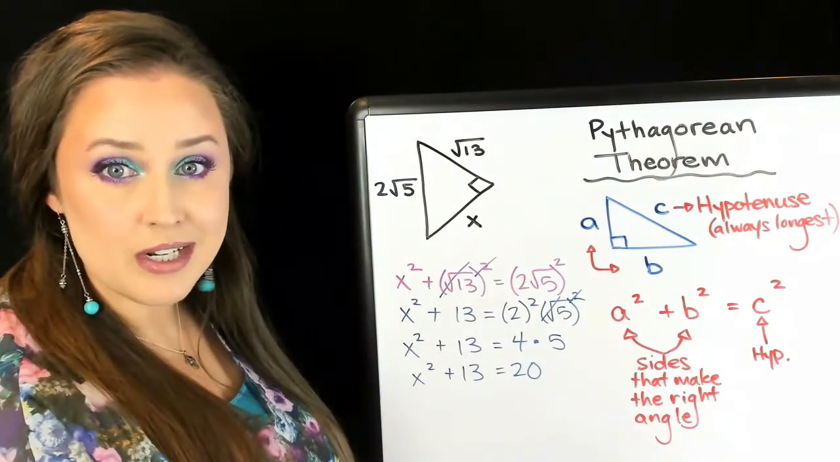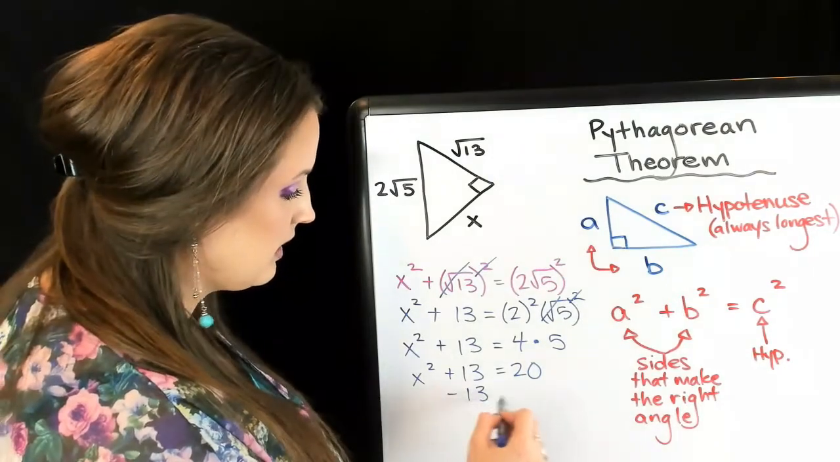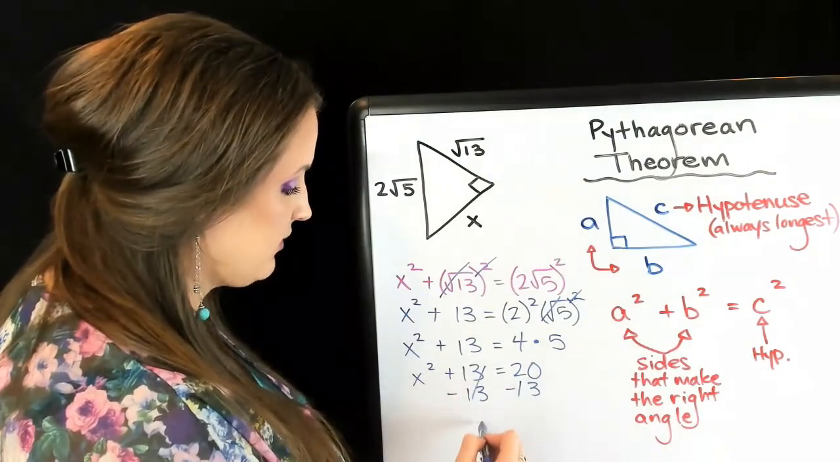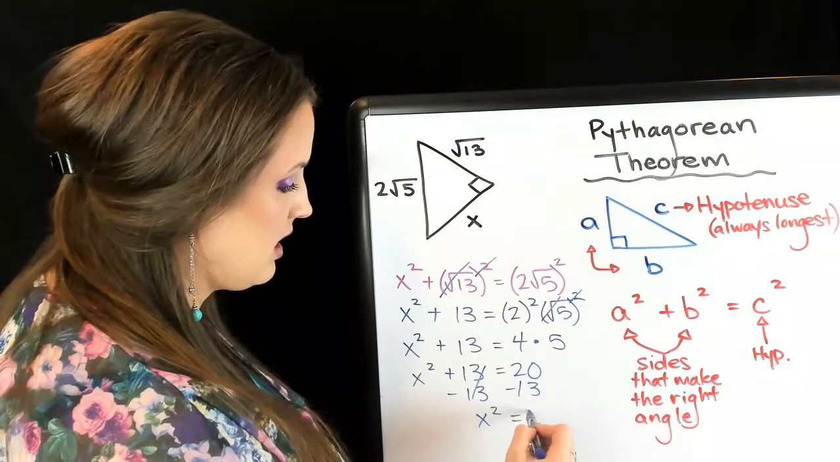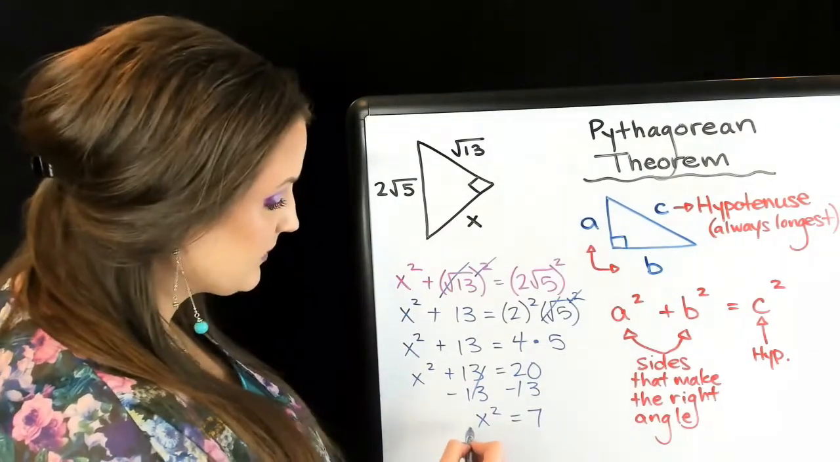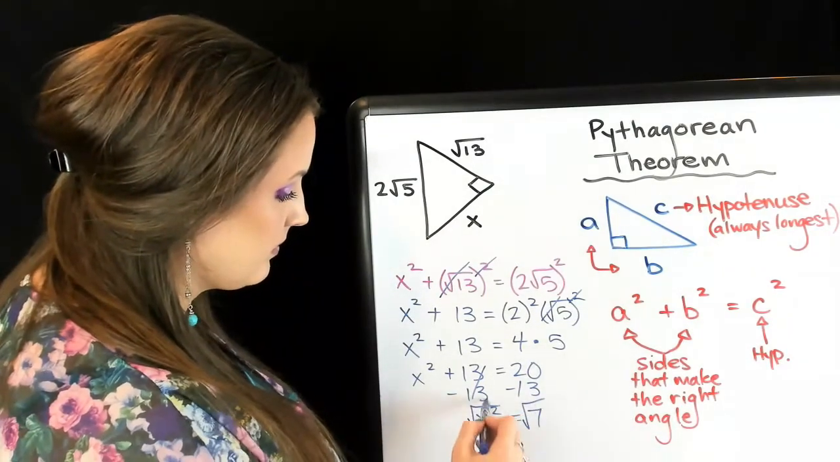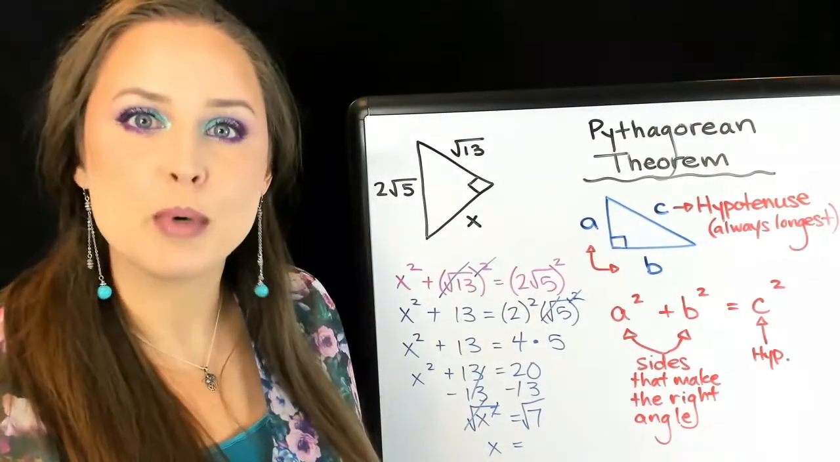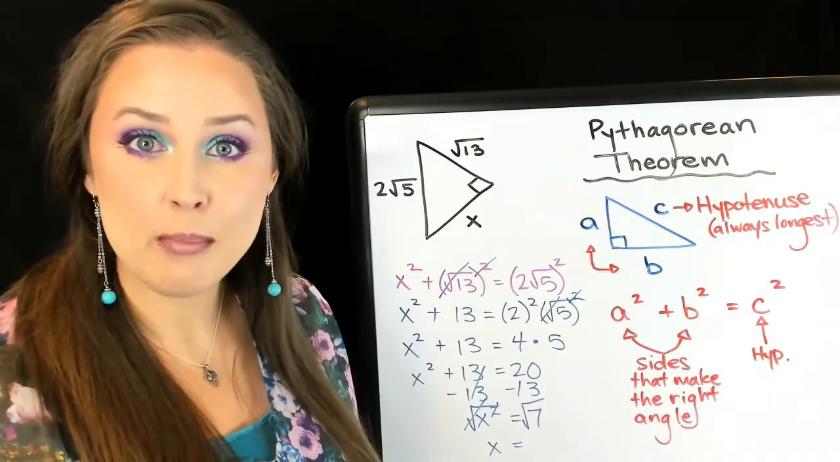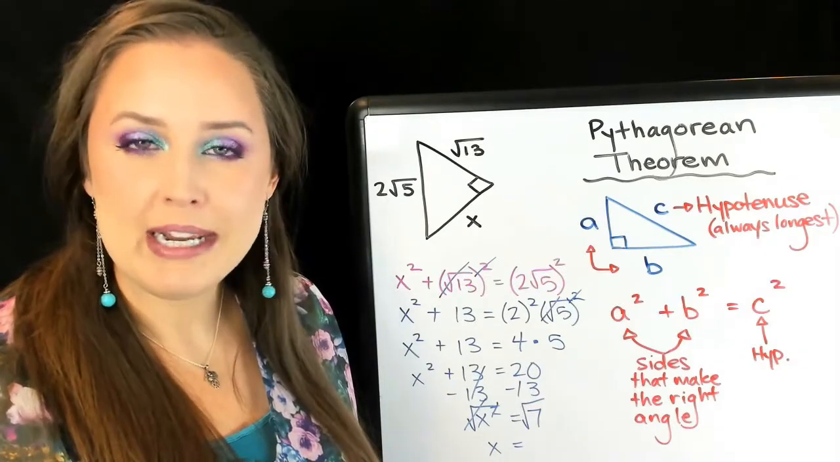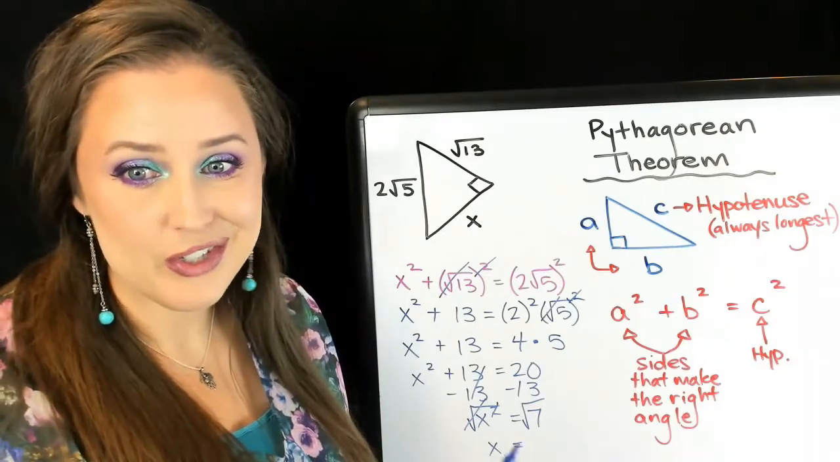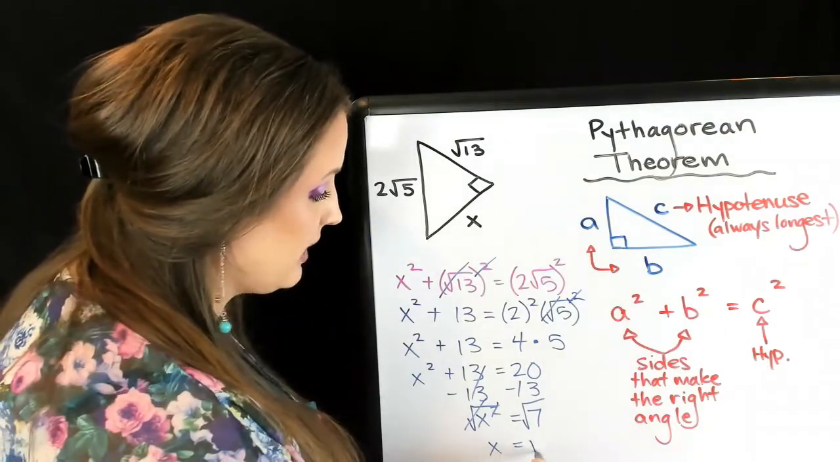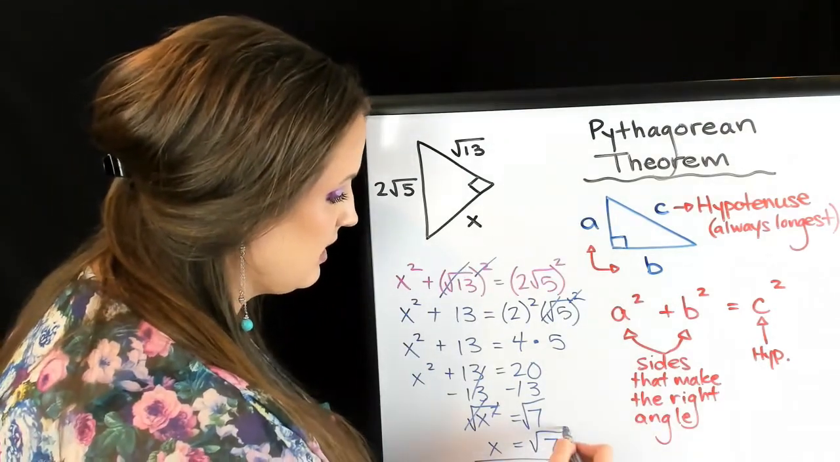We're going to subtract 13 from both sides, just like the regular equations from earlier, and then square root both sides. Now with the square root of 7, 7 is prime. It doesn't break down. So if your number can't break down, or when you do break it down, it doesn't have any pairs, then that's just your answer. You can't go any further, so the answer would be root 7.